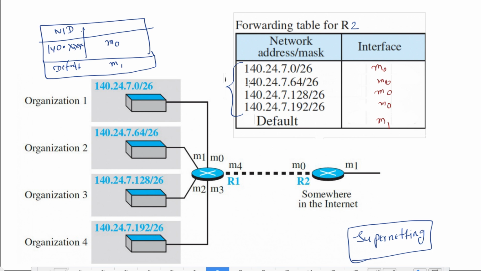Maybe if I want to be more precise, then I can say if the network ID starts with 140.24, then x.x, go to M0. Otherwise, go to M1, because everything is having 140.24. But it is also not very precise. Obviously I can be more precise. I can say if the network ID is 140.24.7 dot something, then go to M0, right?